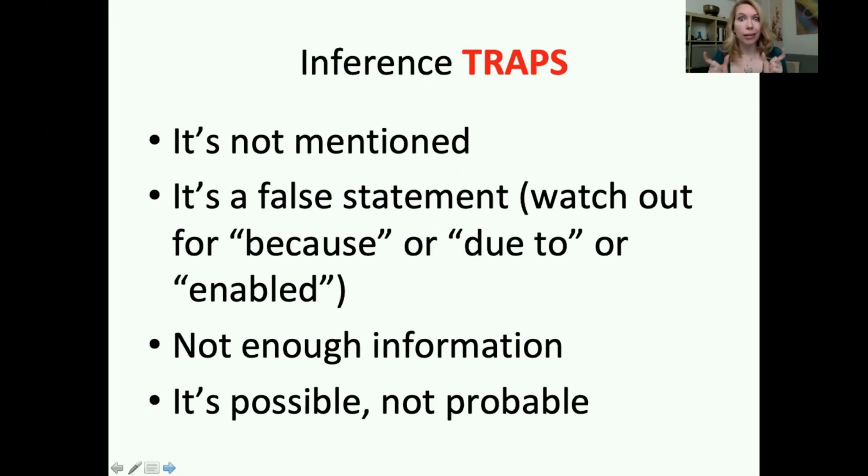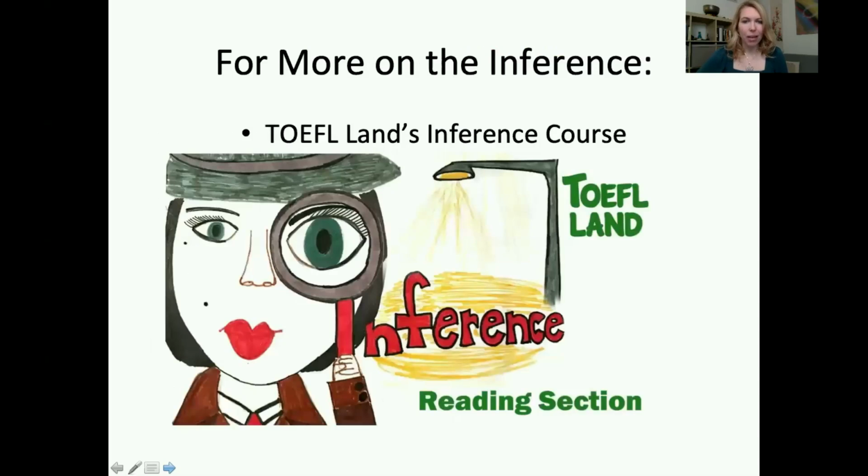So it looks really good. It looks like a good trap. You have these 2 things happening, but one did not cause the other to happen, okay? So watch out for that TOEFL trap. Watch out for the trap of not enough information. You just don't know. You don't have enough information to make that conclusion. It could be possible, but it's not probable. I hope this helps you with your inference skills. There are a lot more traps to know about, okay? I didn't list them all here, but the more you practice this, the more you're able to see those traps and eliminate them, okay, to arrive at your correct answer.